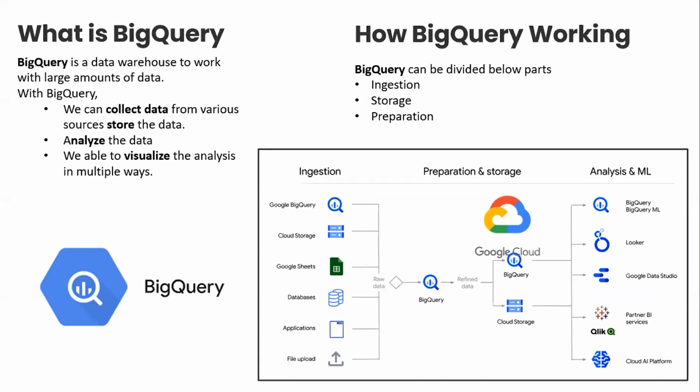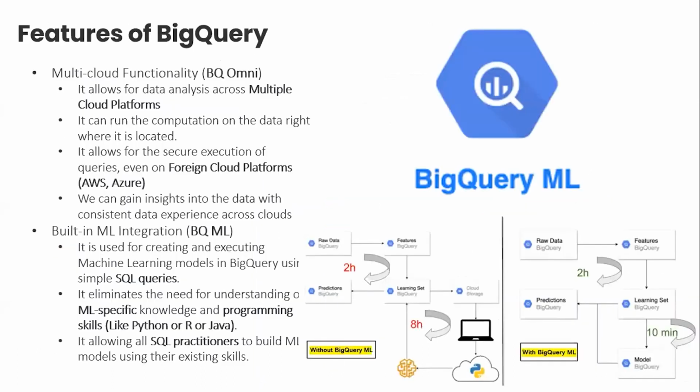It could be Looker, actually, or Google Data Studio, and you can connect your data to Power BI, Tableau, QlikView, and all other BI tools. Then we have the Cloud AI Platform separately, so we can connect with that and do a lot of things. BigQuery is really affordable and capable of handling a huge amount of data on the cloud. Before going into detail, let's understand the features of BigQuery.